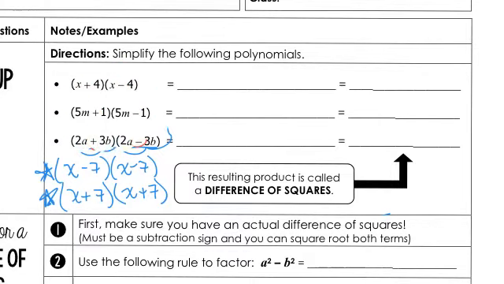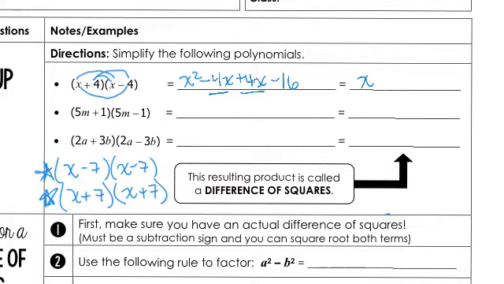Now, let's see how that works. So, let's start off. We're going to distribute the x to the x, and you get x squared. We distribute the x to the negative 4, we get minus 4x. We do the inside, get 4 times x, we get plus 4x. See it happening? And then we do the last two terms, and we get negative 16. Once we combine like terms, what do we end up with? Well, these will create a zero pair, so we end up with x squared minus 16.